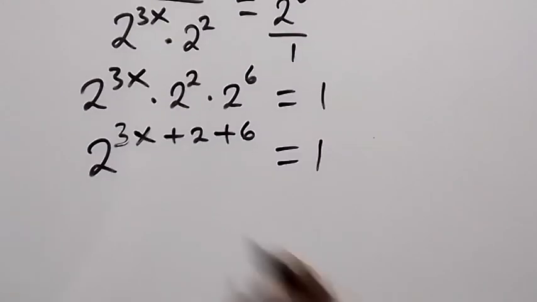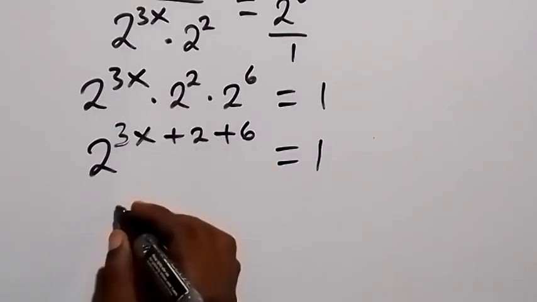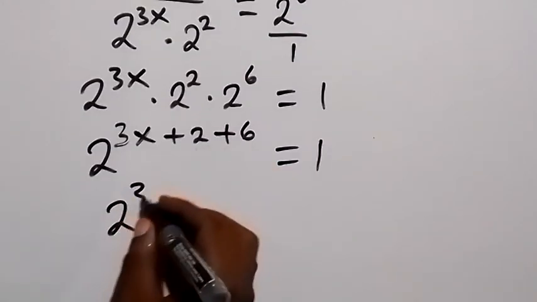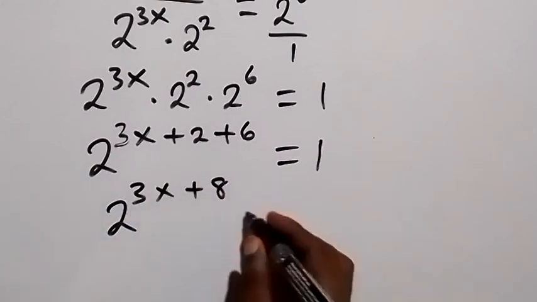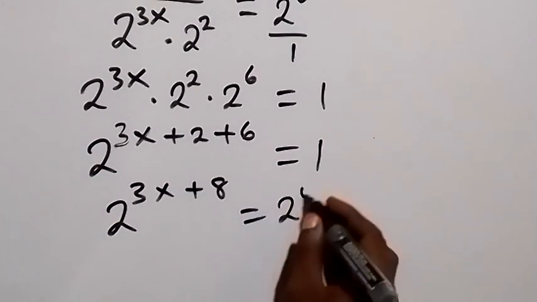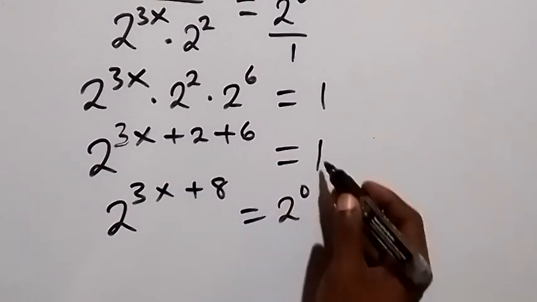Then from here, we can add this together, and this will become 2 raised to power 3x plus 8. This can be written as 2 raised to power 0, and 2 raised to power 0 is same thing as 1.